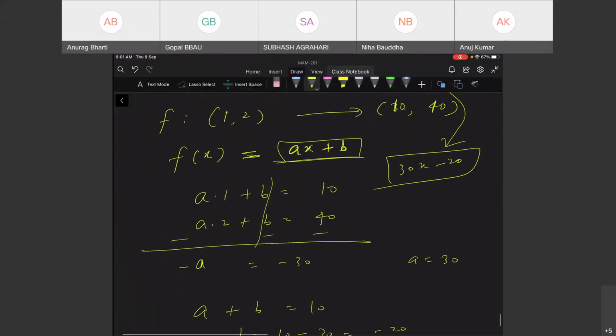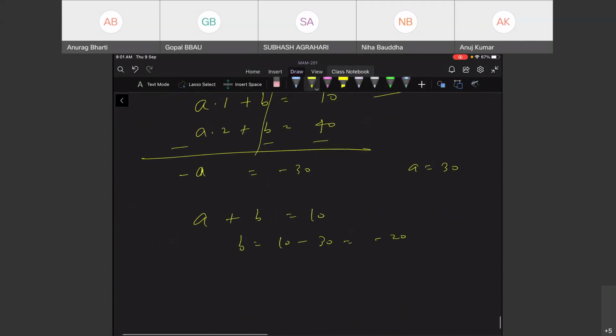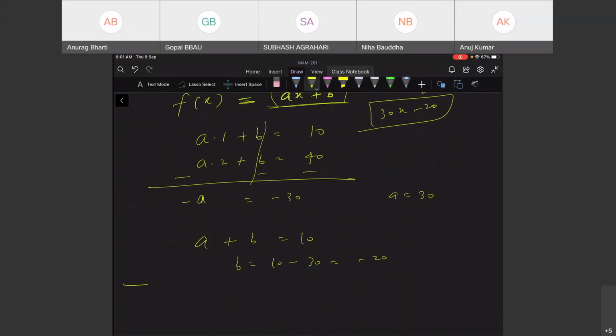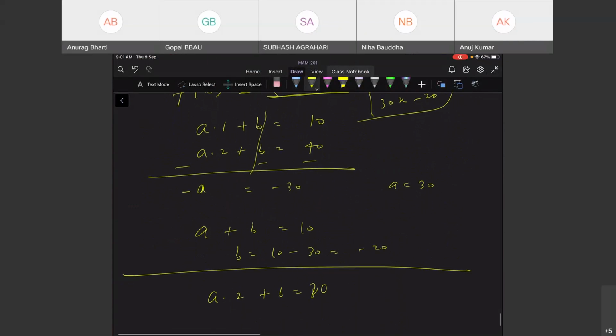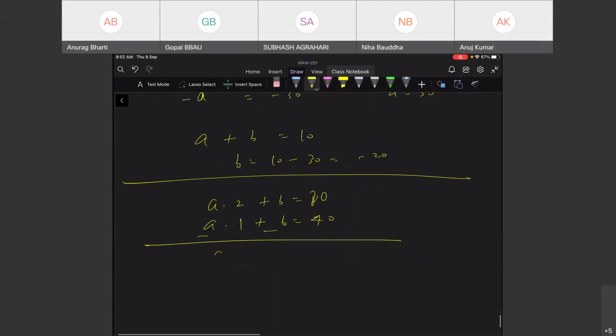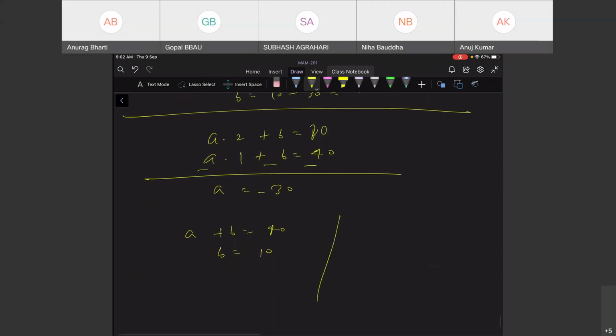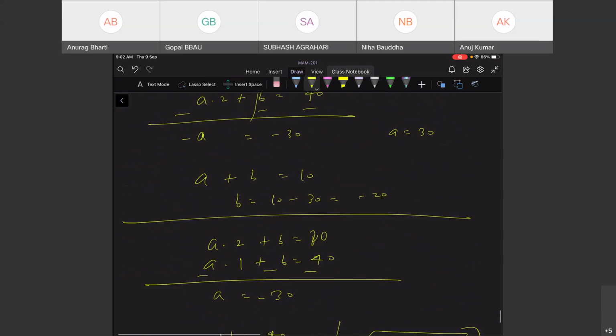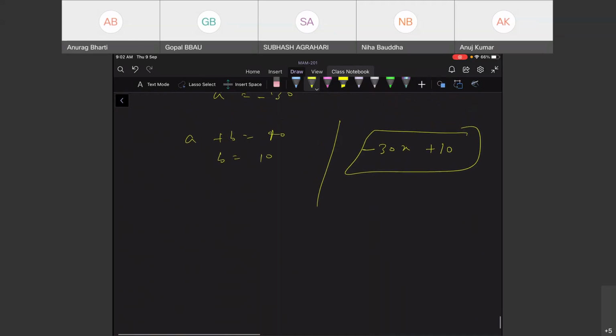ये जरूरी नहीं है कि आप 1 को ही 10 पर मैप करें, आप 2 को भी 10 पर मैप कर सकते हैं, 1 को 40 पे मैप कर सकते हैं, ऐसा भी कर सकते हैं। उसके लिए मैप थोड़ा सा चेंज होगा, इसी में कैलकुलेट करके देख लेते हैं। सो देन a·2 + b = 10 है, एंड a·1 + b = 40. सो दिस इज a इक्वल टू कितना हुआ, माइनस 30. ओके, एंड देन a + b = 40, सो b = 10. सो यू सी, यू आर गेटिंग −30x + 10 इज ऑल्सो अ मैप which maps (1, 2) to (10, 40).